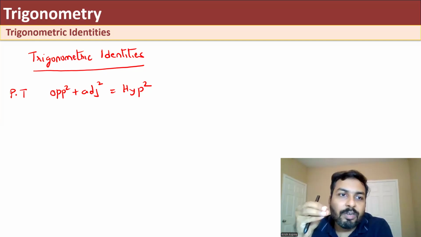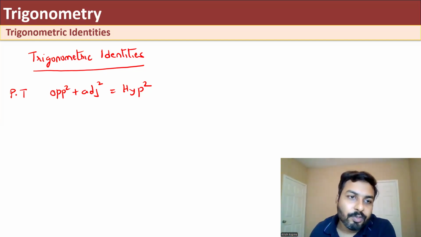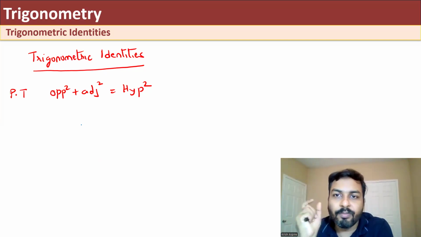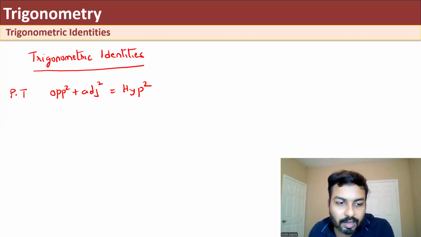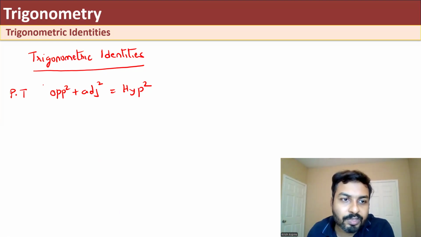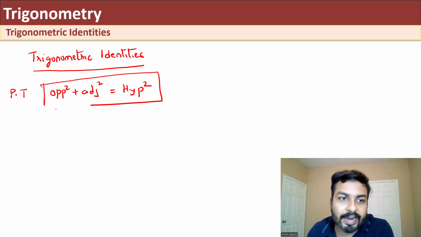Before seeing those, I'm going to derive those trigonometric identities from Pythagoras theorem. So what is Pythagoras theorem? Pythagoras theorem says side square plus side square is equal to hypotenuse square. In trigonometry, each of those sides has been given a name, opposite and adjacent. So here I'm writing Pythagoras theorem as opposite square plus adjacent square is equal to hypotenuse square.